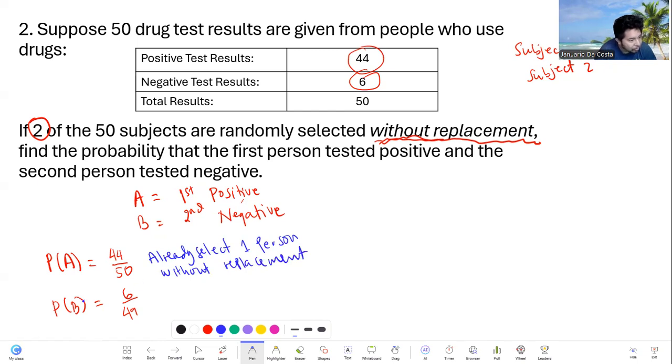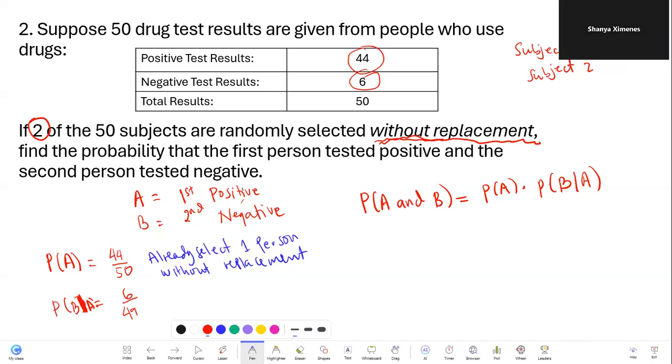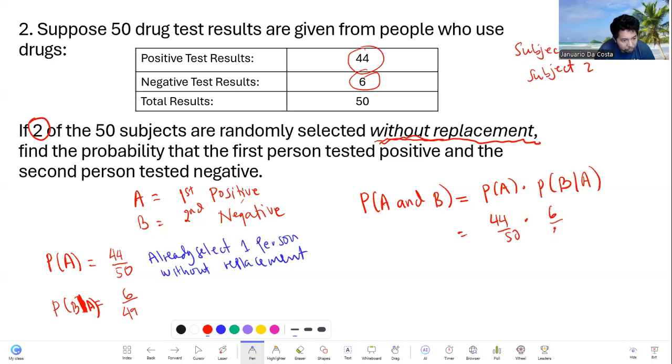So that means the action of finding the probability of A has an effect on finding the probability of B. Logical. So the probability of B is dependent on the probability of A, and therefore this is a dependent event. To calculate the probability of A and B, you use the formula for dependent events: the probability of A times the probability of B given that A has already been selected. So basically you have 44 over 50 times 6 over 49.